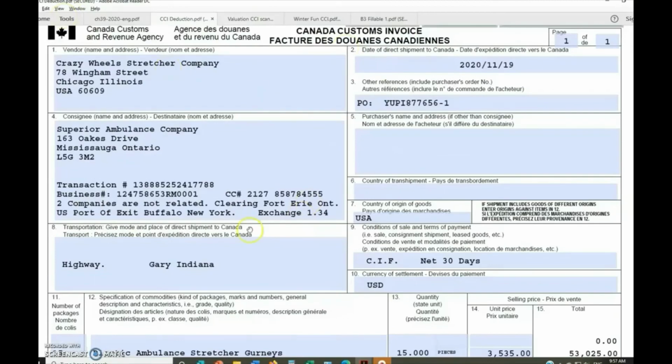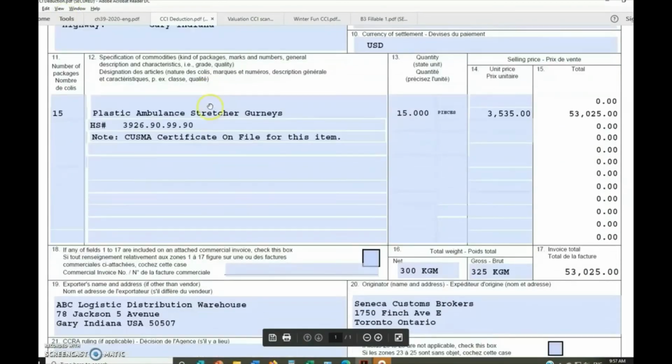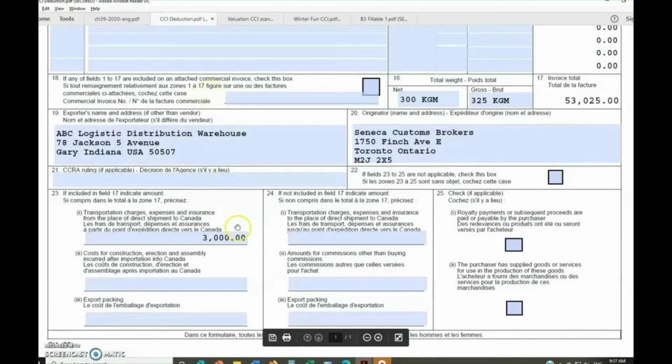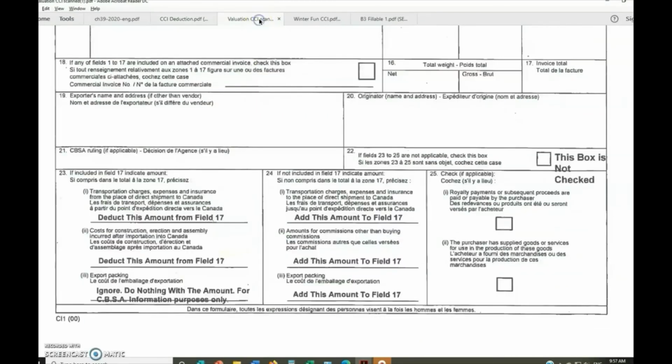You've got all the information you need, but there's one difference here. The difference is you got this box not checked. So field 22 is not checked, which means these fields could be applicable. And the field that is applicable is field 23I, transportation charges from the place of direct shipment to Canada, and there's $3,000 in there. So remember, what we said is if there's an amount in here, you deduct this amount from field 17. So we subtract this amount from field 17.